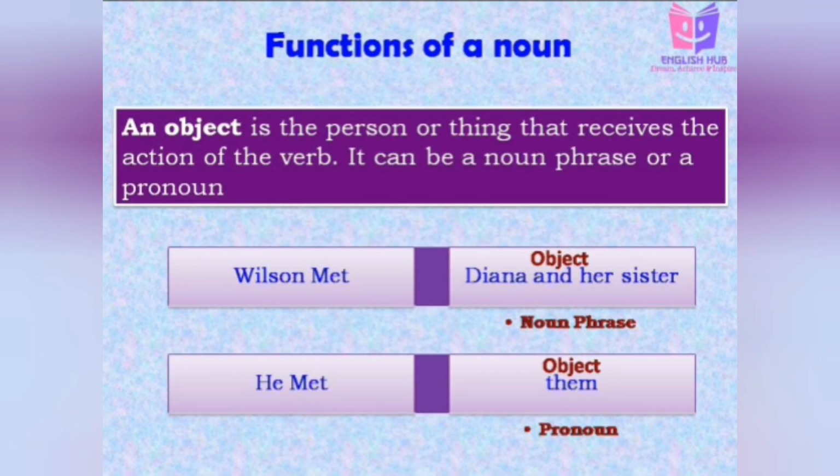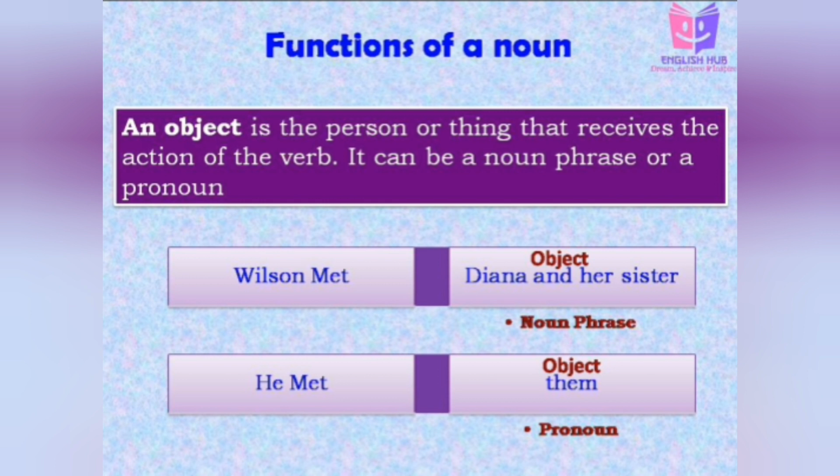Now let's see what is an object and how to identify an object. A little while ago, I talked about the subject, isn't it? As the subject performs the action of a verb, an object receives the action of a verb. An object can be a noun, a phrase, or even a pronoun. Look at the first sentence here. Wilson met Diana and her sister. In this sentence, Wilson is the subject, met is a verb because it expresses the action, and the noun phrase Diana and her sister is the object.